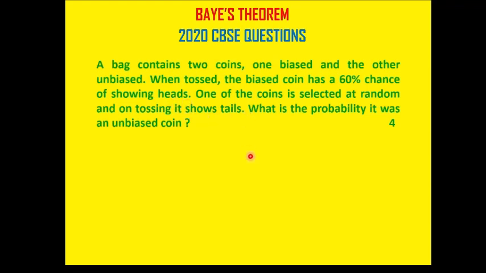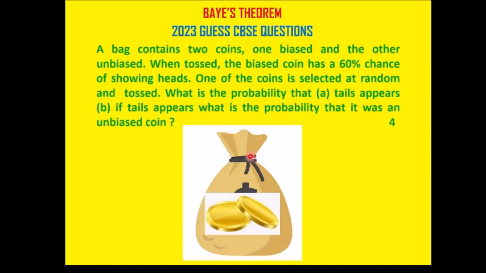So just the same question from 2020, if it appears in 2023 as I have framed it as a guess question, it will look like this. The initial setup will be the same, and finally they will bifurcate into two parts. The first part is what is the probability that a tail appears, and the second part is if tails appears, what is the probability that it was an unbiased coin.